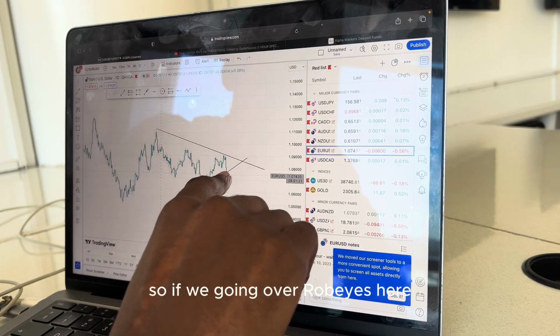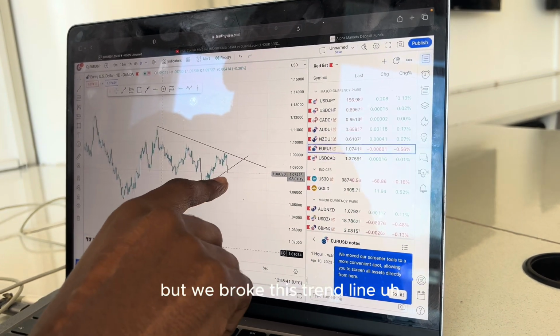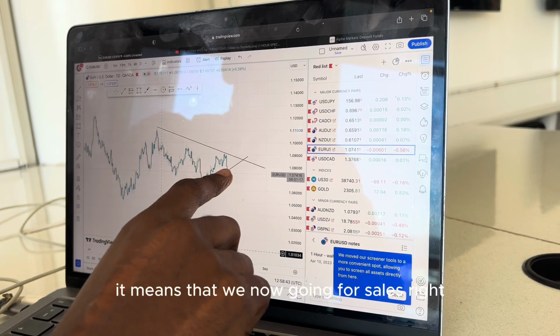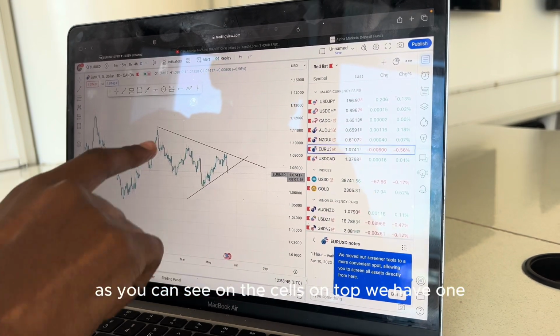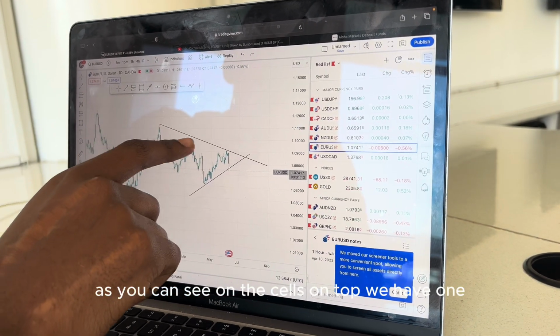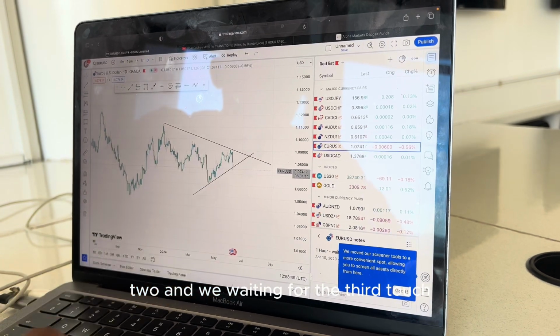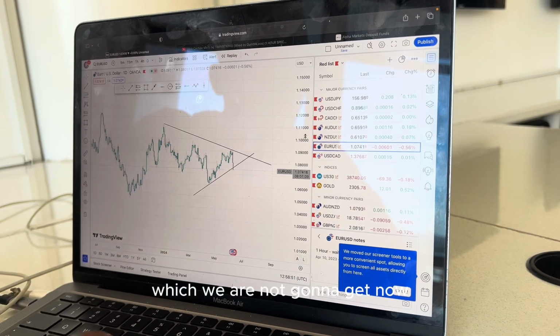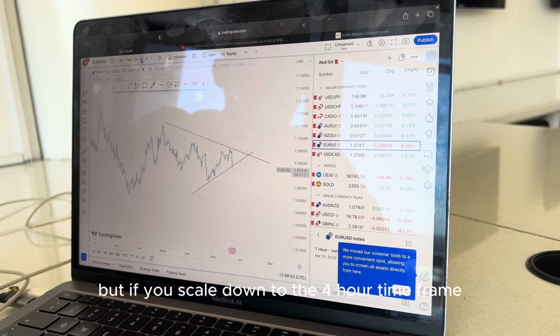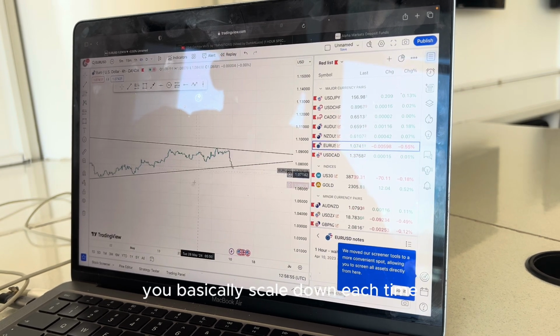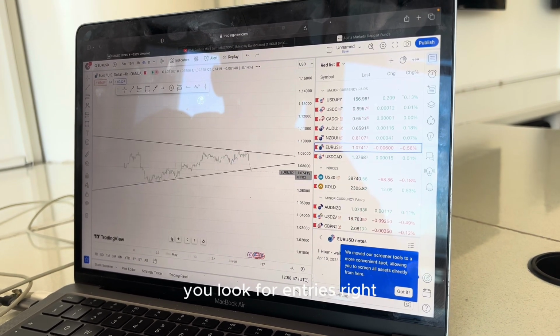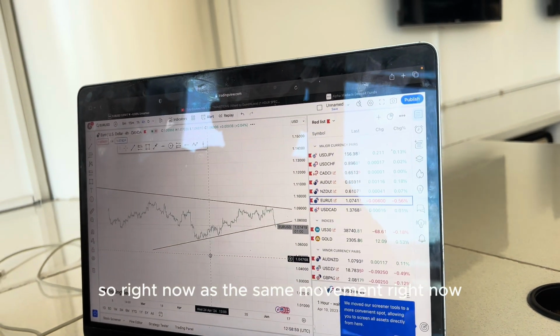So if we were going for buys here but we broke this trend line, it means that we're now going for sells, right? As you can see on the sells on top, we have 1, 2, and we're waiting for the third touch, which we are not going to get now. But if you scale down to the 4 hour time frame, you basically scale down each time you look for entries, right?